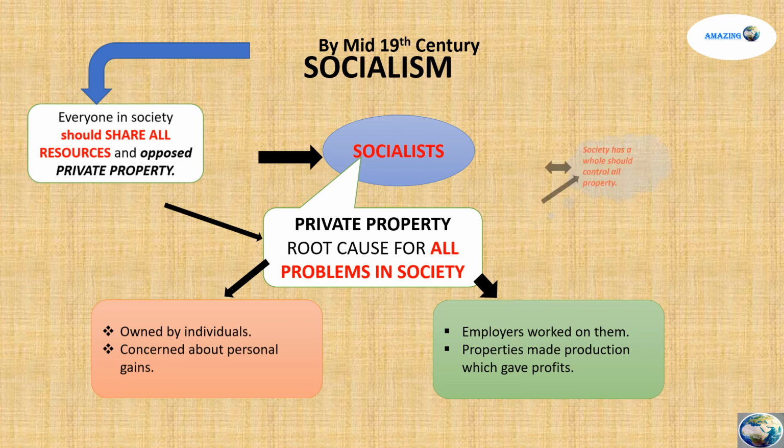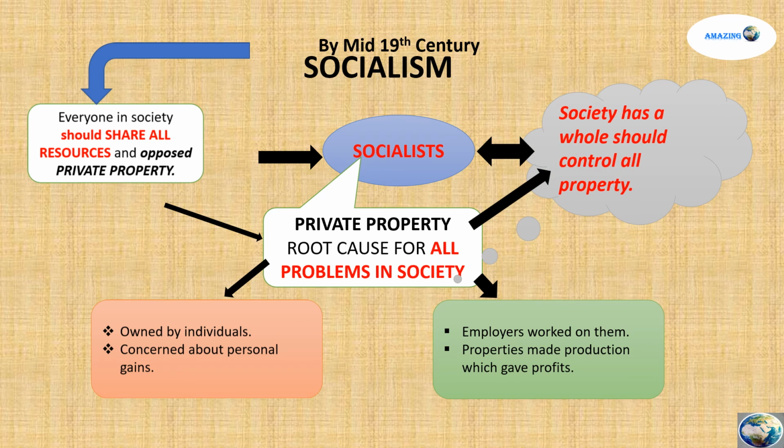And so came the idea where a society should, as a whole, control all property to solve the problems in society. This was the idea of socialists who spoke about socialism, because they felt that only if society as a whole controlled all property rather than single individuals would the problems in society be solved. And they campaigned for this. These people were known as socialists and their idea was known as socialism, and this spread in the world by the mid 19th century. So we come across a new idea called socialism that developed in the mid 19th century.